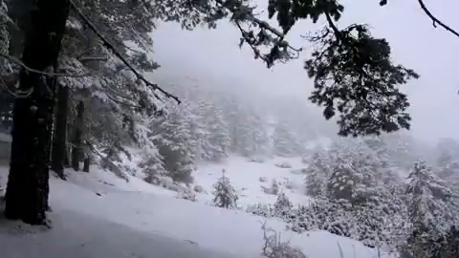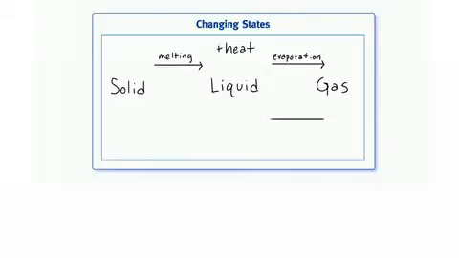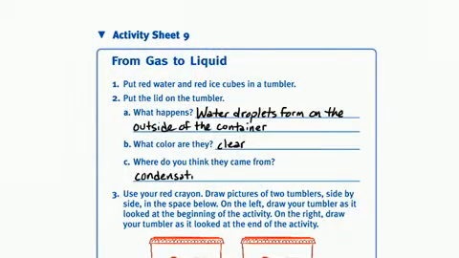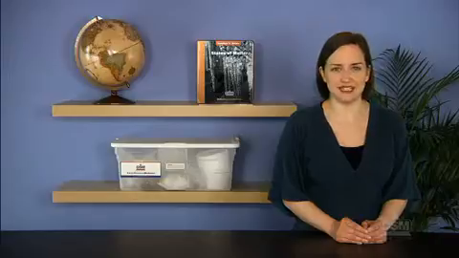rain or snow. Next, turn students' attention to the changing states chart and add that gases condense and form liquids when they are cooled. Draw an arrow from gas to liquid and write the word condensation under the arrow and heat under the word liquid. Finally, have students complete their activity sheets. To conclude the activity, pour out the water and ice. Rinse and dry the cups and containers and return all materials to the kit.